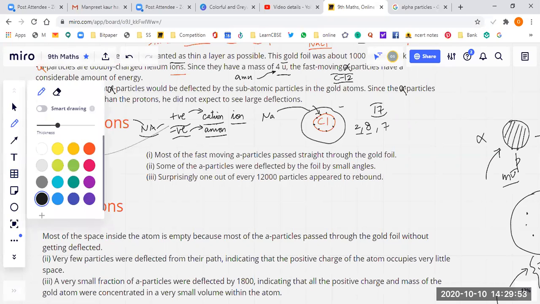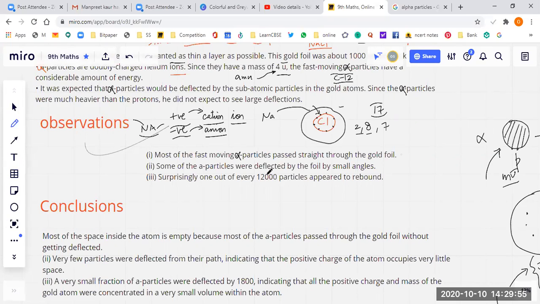Most of the alpha particles passed straight through the gold foil. Okay, student, here I am telling you, suppose there is a windmill. Have you seen a windmill, students? Very big blades, windmills, they keep rotating.